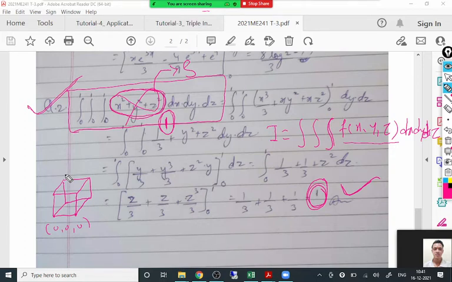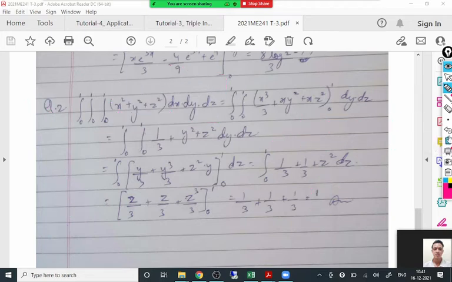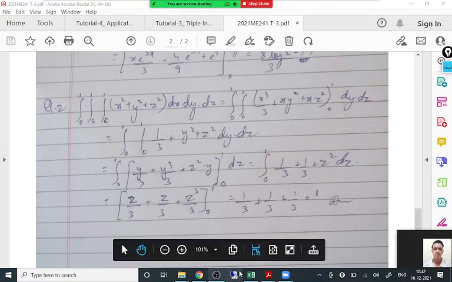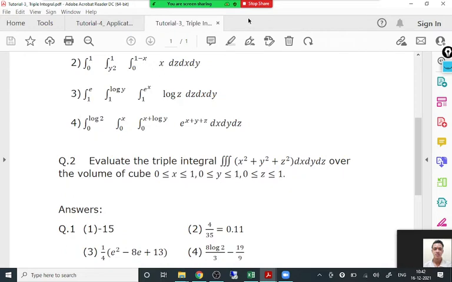So application is not a totally new thing. It is just one step ahead: you have to start with some formula, give the limits, and then do the integration. That integration is the main part. So we'll move to tutorial 4.